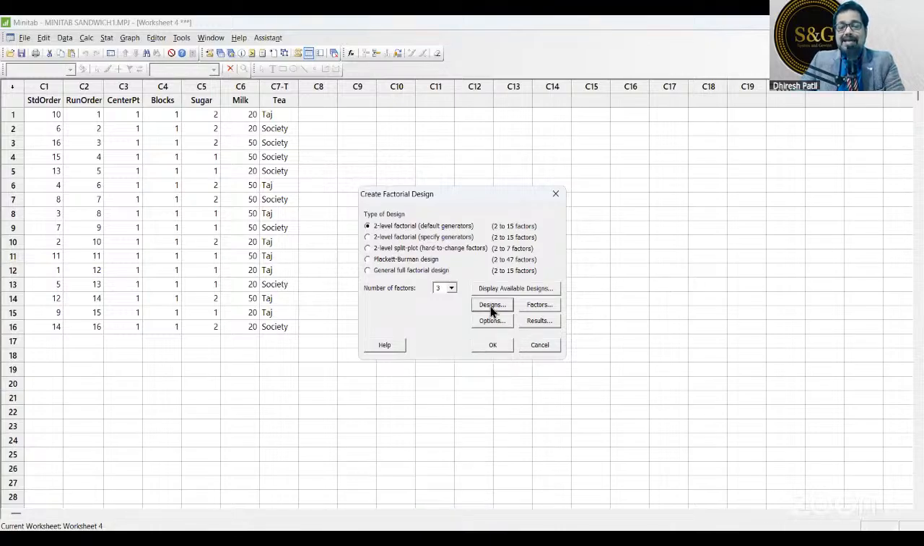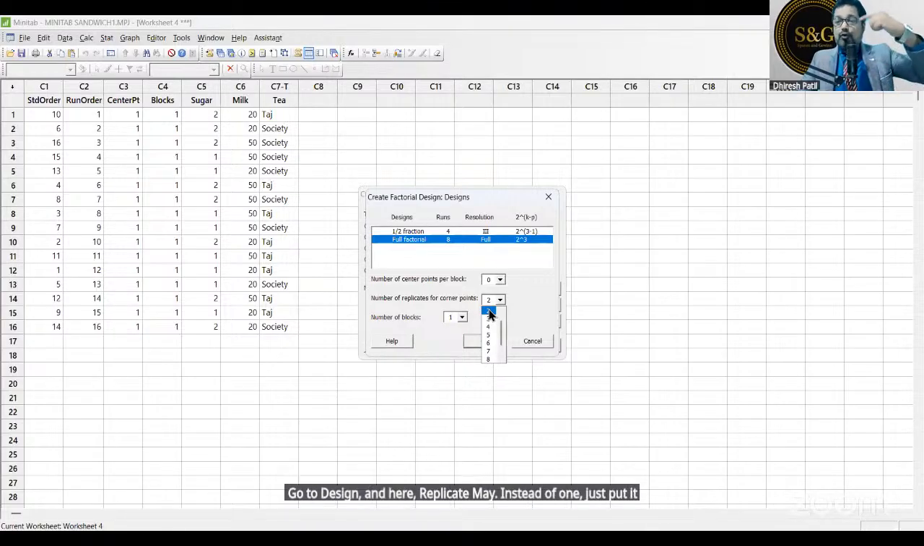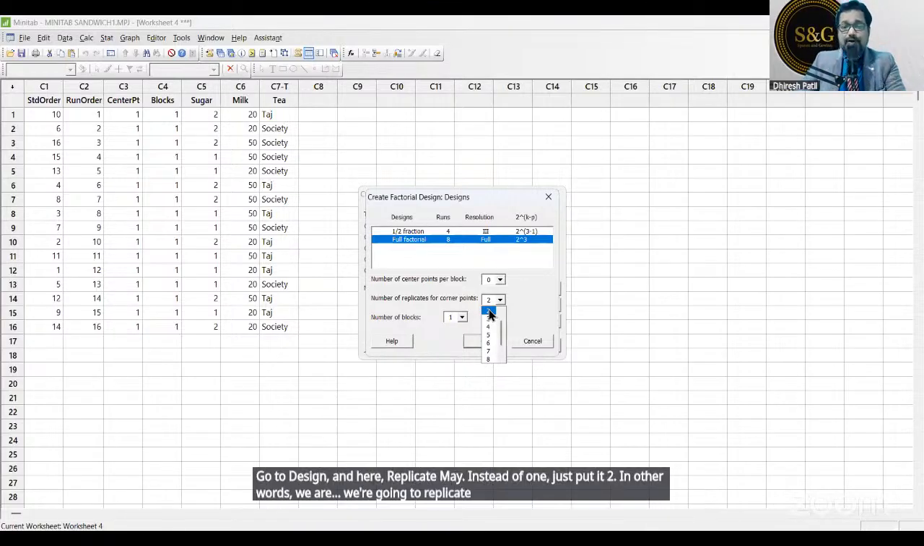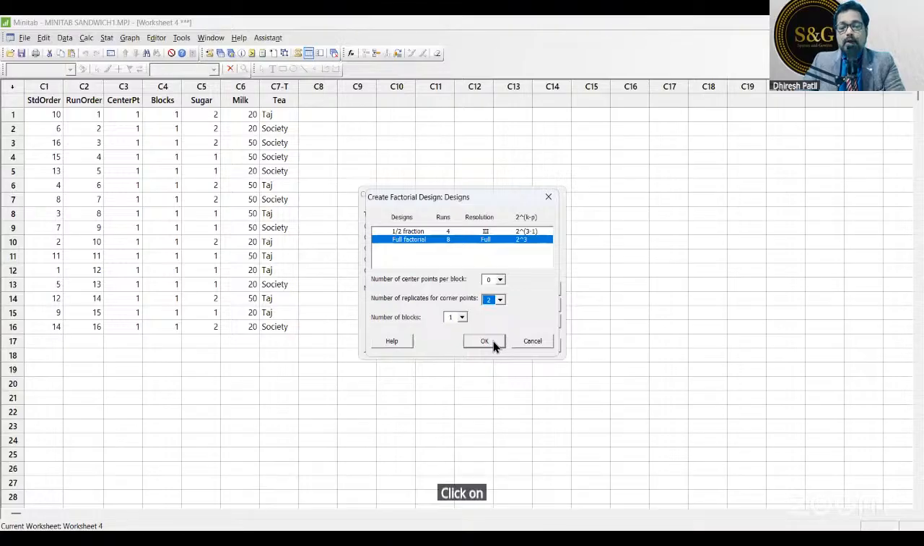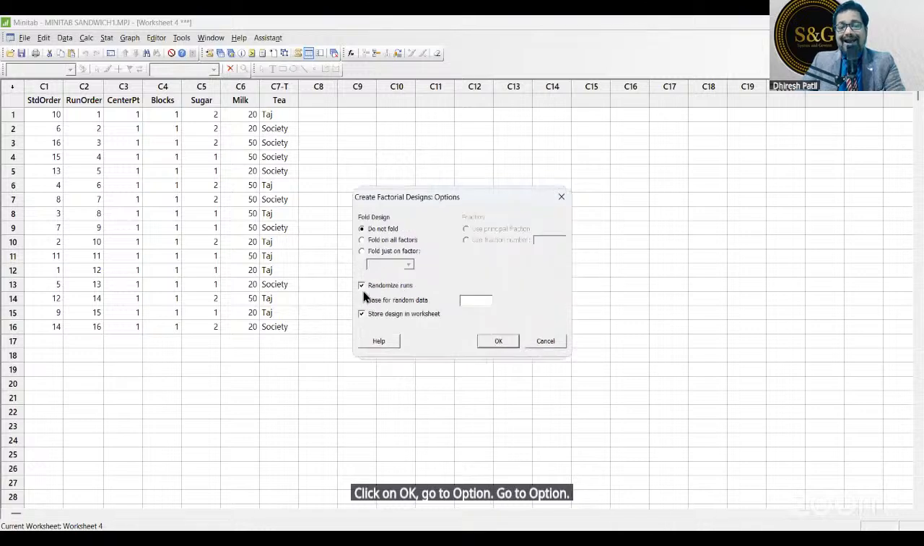Go to design and here replicate में instead of 1 just put it 2. That works. We are going to replicate it twice. Okay, 2 करो. Click on OK. Go to option and check this randomized runs. Okay, यहाँ पे देखिए base for random data.